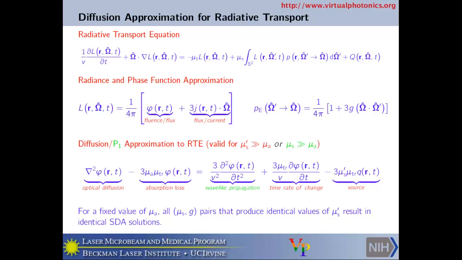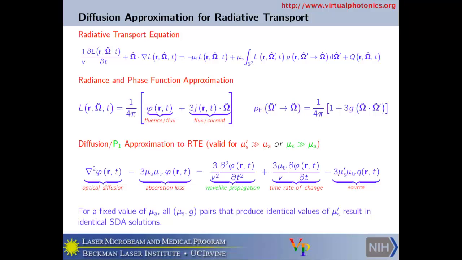So if this were correct velocity, it should be 1 over v squared, but this actually gives you 3 over v squared. So actually, the velocity of propagation of light in this diffusion approximation is off. You have a single time derivative term, which you also see in potential theory and heat transfer. This is the time rate of change. And then you have a source term. Okay? So this is what's known as a Helmholtz equation. You have 2 derivatives in space, 2 derivatives in time, and an absorption loss term.